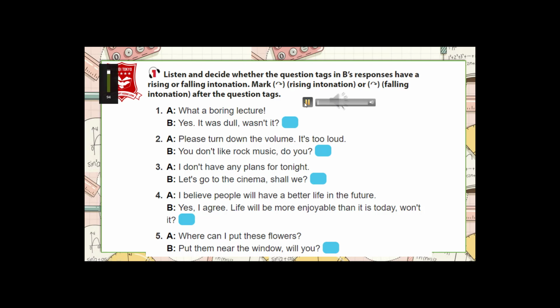Unit 9. Language. Pronunciation. Activity 1. Listen and decide whether the question tags in B's responses have rising or falling intonation. Mark rising intonation or falling intonation after the question tags.